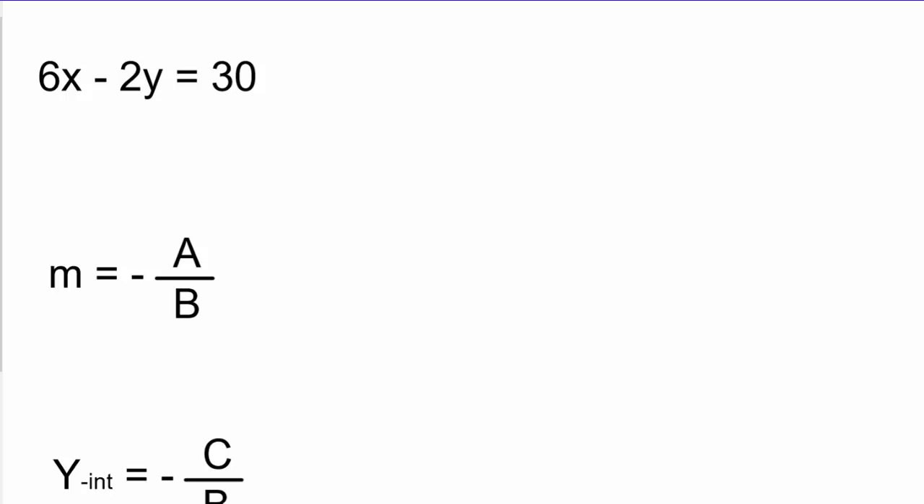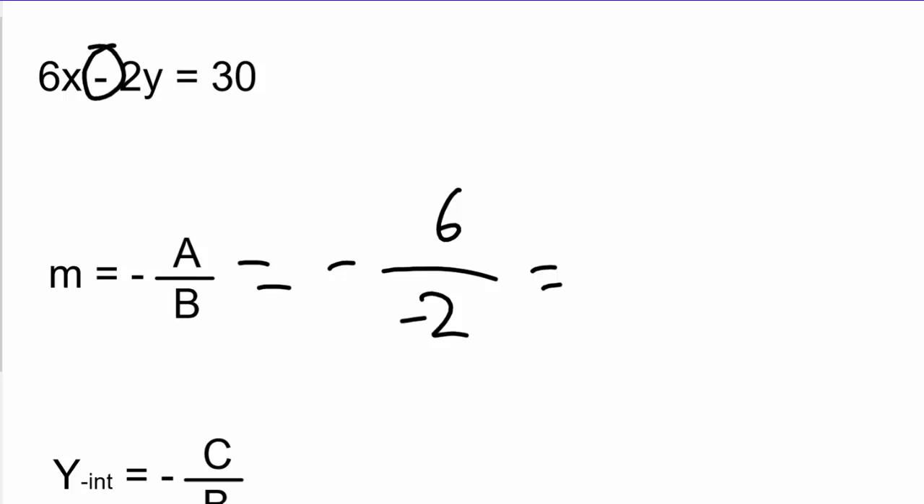Let's do one more example. Slope here is negative 6 over, what number is it? It's not 2. Negative 2. So you are using the sign as well. So negative 6 divided by negative 2, it doesn't have to be a fraction. Positive 3.